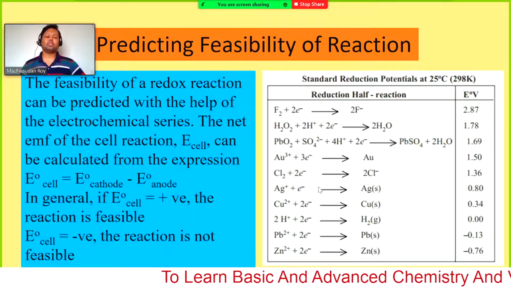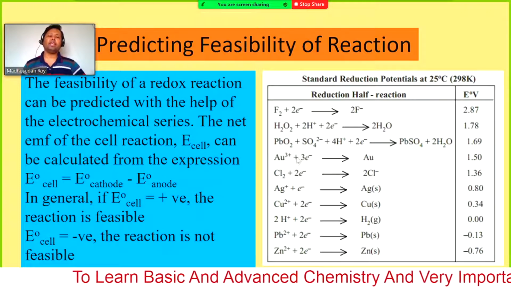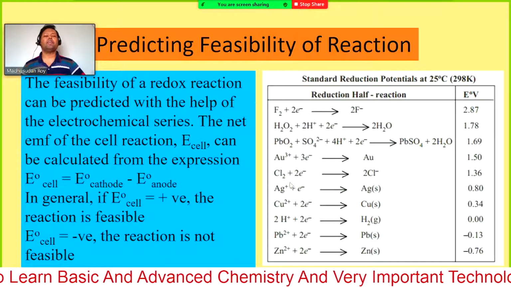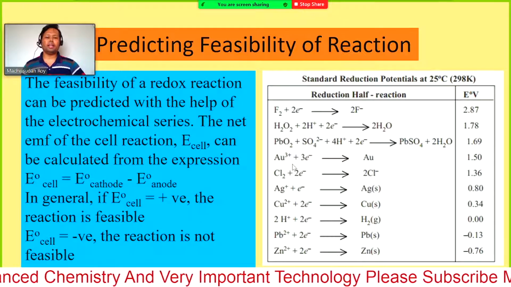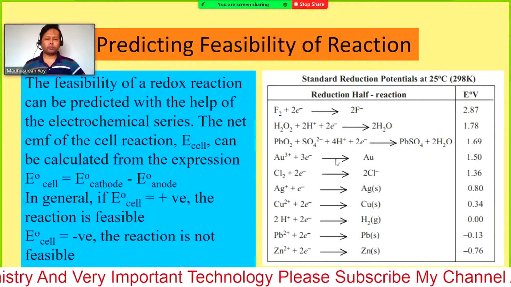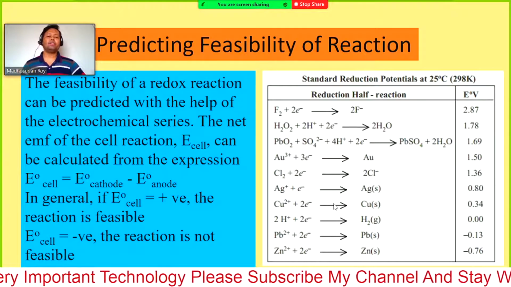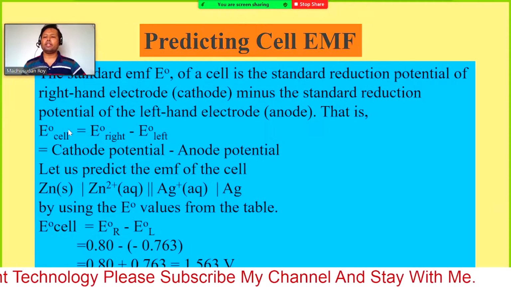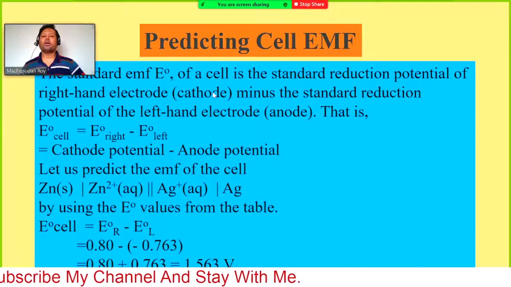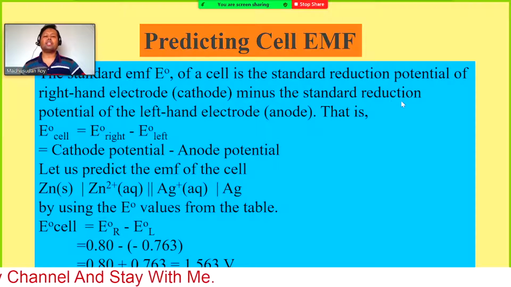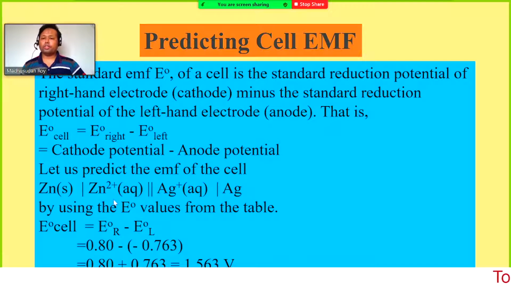But as long as we have this table, if you have a cell made of two different electrodes, you need to find the reduction potential of the electrodes from this table, and then you can use the equation. That means the reduction potential of the right hand electrode or cathode minus the standard reduction potential of the left hand electrode. Actually we have two different types of arrangement here.